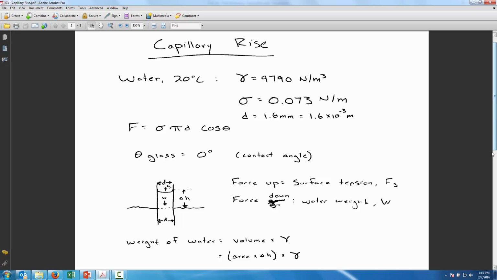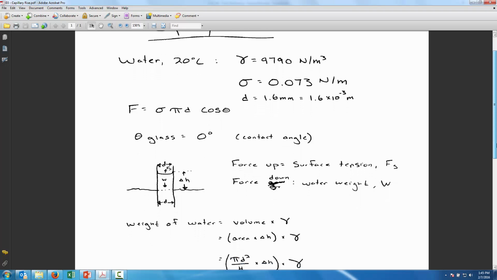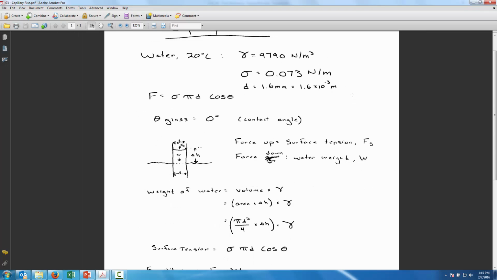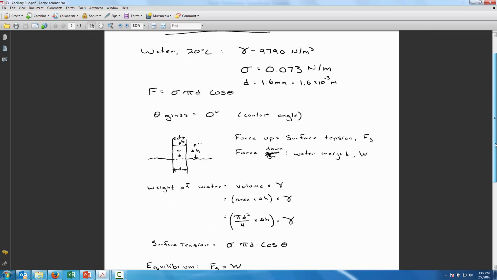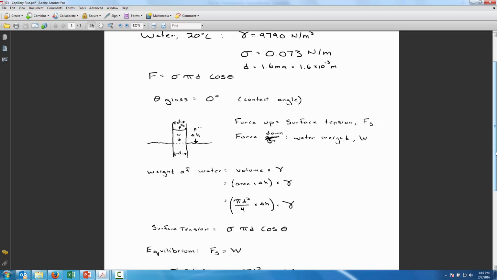So you can see me setting up the equilibrium here, saying that the force up is the surface tension, the force down is the weight of the water, and equilibrium means that they're in balance. And so I define how to calculate both of those. The weight of the water is just the volume times the unit weight. And then the surface tension is sigma times the circumference. And since the angle is 0, cosine of the angle is 1.